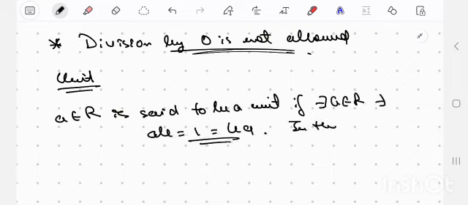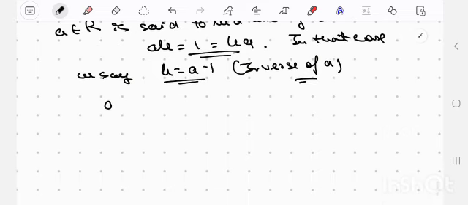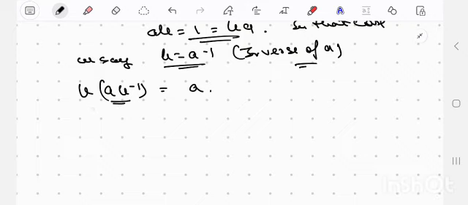Fine. In that case, we say that B is equal to A inverse, and this is called the inverse of A. Now observe that if I have A B inverse and I multiply it with B, due to commutativity, I get A. No problem in that. Clear? Because if I commute these two, I get B inverse A. I can associate B and B inverse, I'll get 1 times A, which is A.